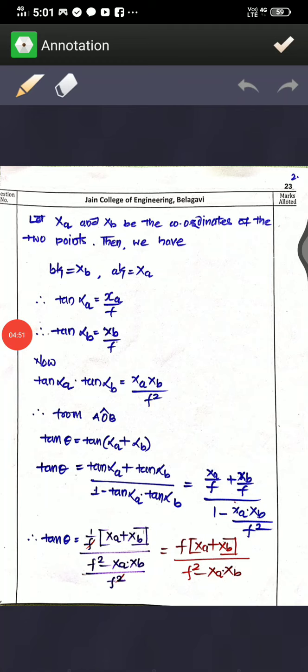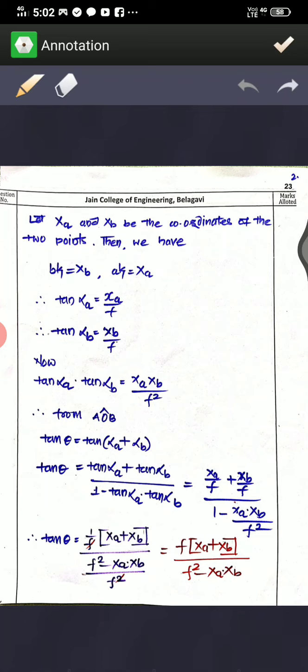Now if you multiply tan alpha A with tan alpha B, then tan alpha A into tan alpha B is equal to XA by f divided by XB by f, that you can write as XA XB divided by f square. This is what I am showing. Now from angle AOB, what you will be having is tan theta.